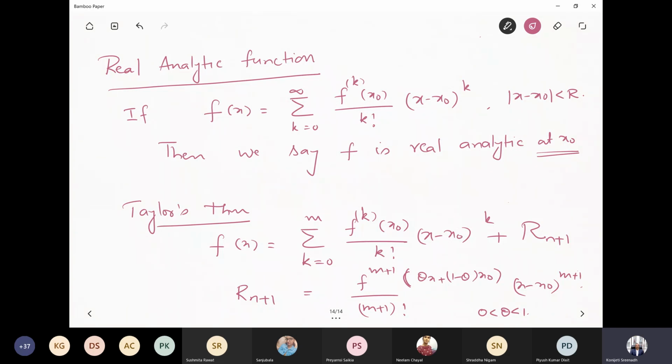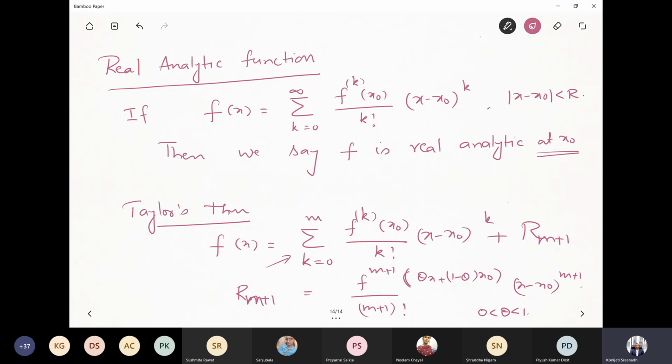So in the case of real analytic functions, this remainder term is becoming 0. That is, as m tends to infinity, we get all the terms in the series, and you can write this as R_m, which depends on m. So R_{m+1} goes to 0 when the series converges to the function. Okay, so that is the real analytic function.